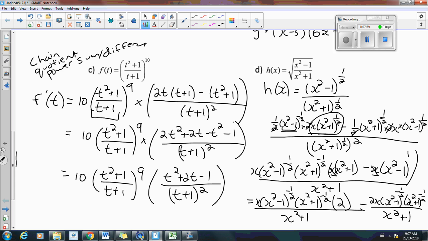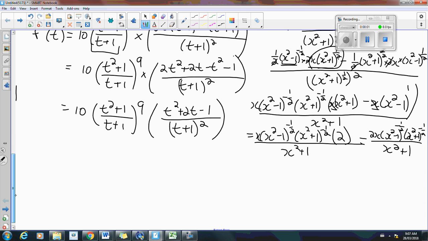Now if you wanted, you could move those negative exponents so that they're at the bottom. So 2x over x squared plus 1 ends up being to the 3/2 once we combine it with what's already here, which is x squared plus 1 to the 1, and x squared minus 1 to the 1/2.